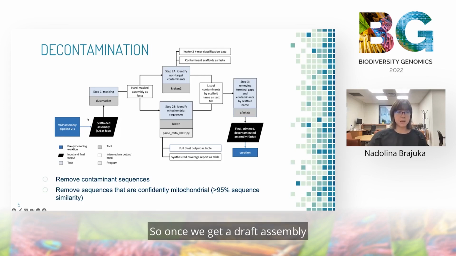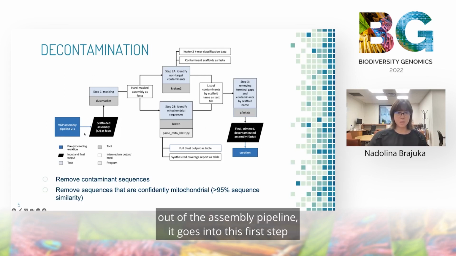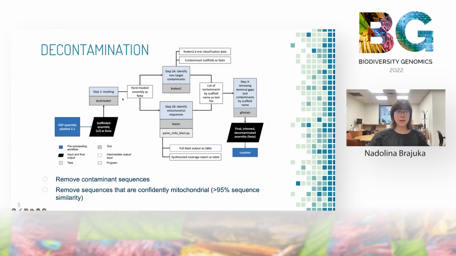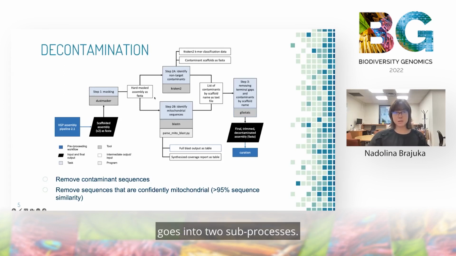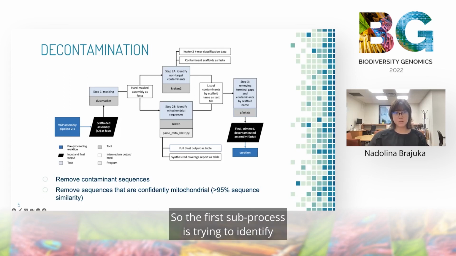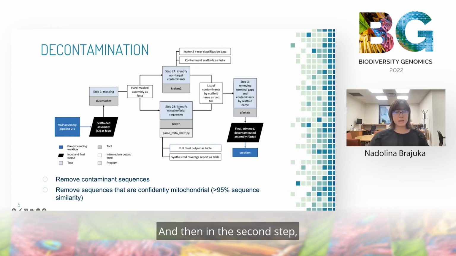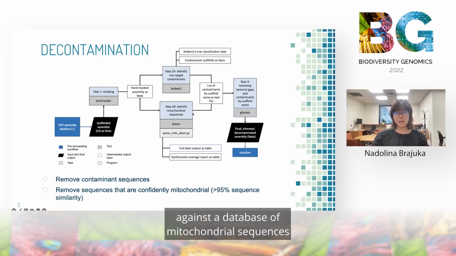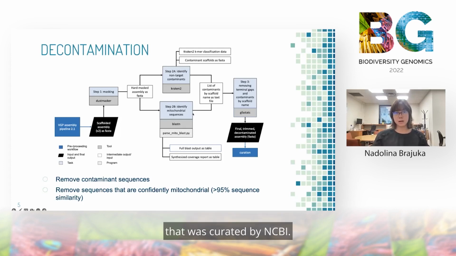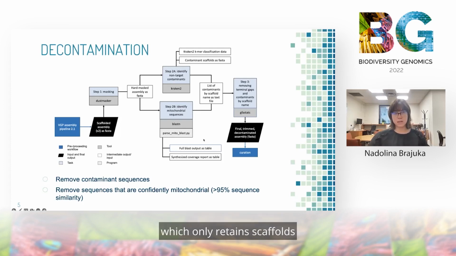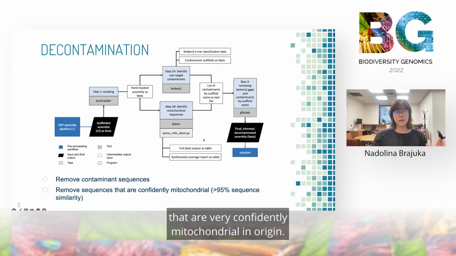So once we get a draft assembly out of the assembly pipeline, it goes into this first step, which is a repeat masking step. And then this repeat masked assembly goes into 2 sub-processes. So the first sub-process is trying to identify all the non-target contaminants using Kraken-2. And then in the second step, we are blasting the draft assembly against a database of mitochondrial sequences that was curated by NCBI.